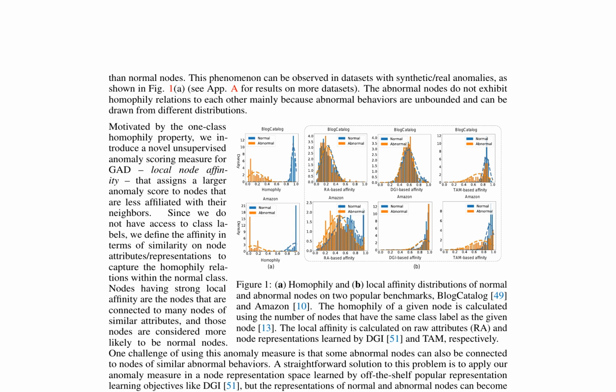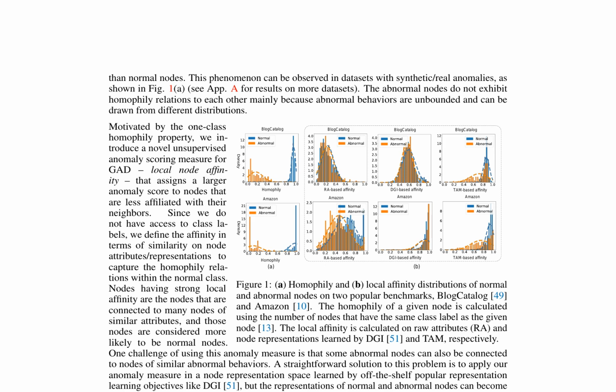Motivated by this observation, the authors propose a novel unsupervised anomaly scoring measure, local node affinity, which assigns higher anomaly scores to nodes with lower affinity to their neighbors. The affinity is defined as the similarity between node attributes or representations, capturing the homophily relations within the normal class. Nodes with strong local affinity are considered more likely to be normal.